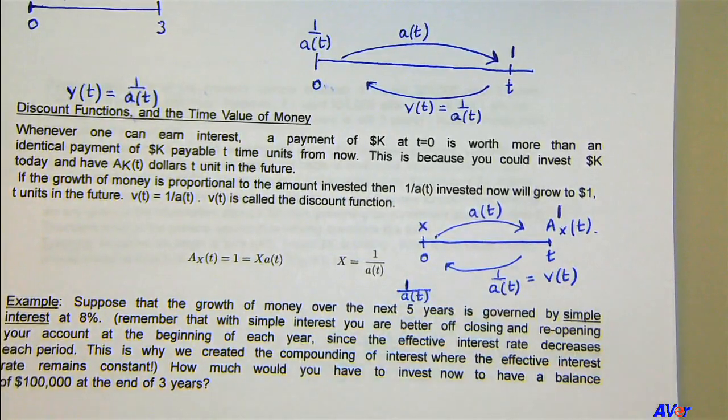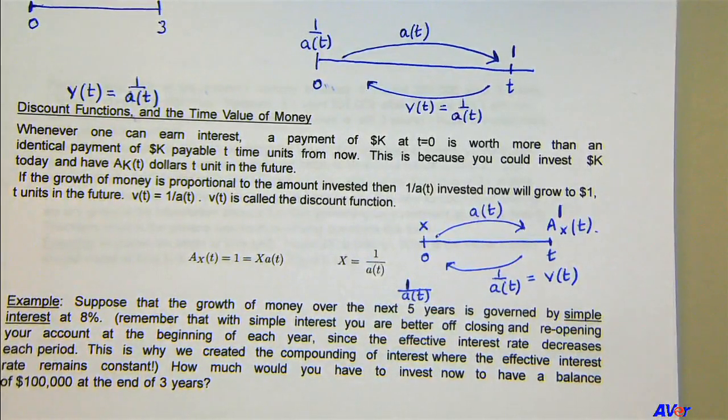Are you following me? Just take the value you have at time t and multiply by v of t. Finished. That gives you the present value. Let's do the next problem.